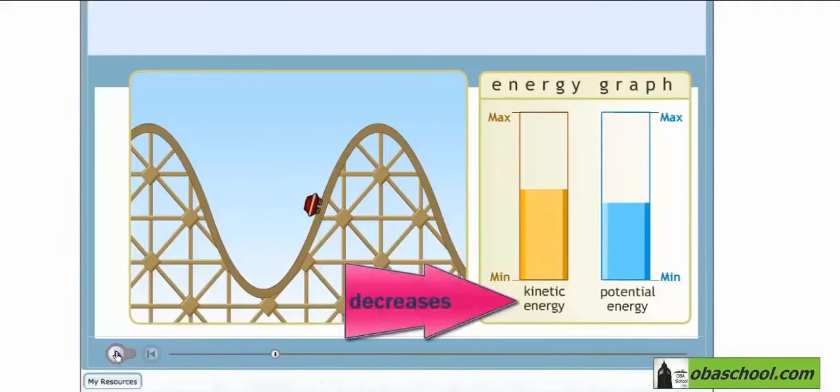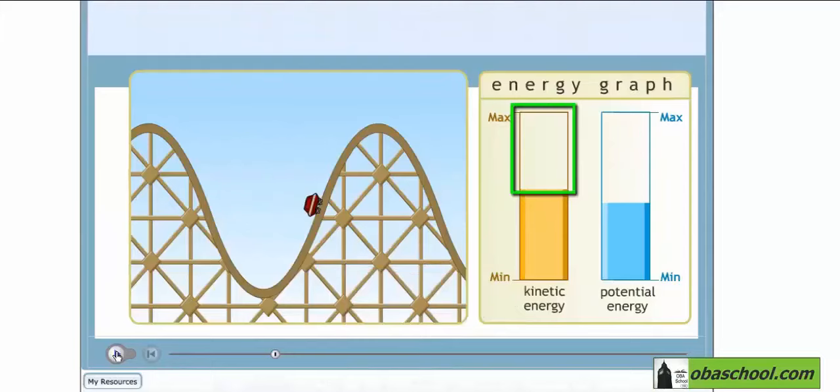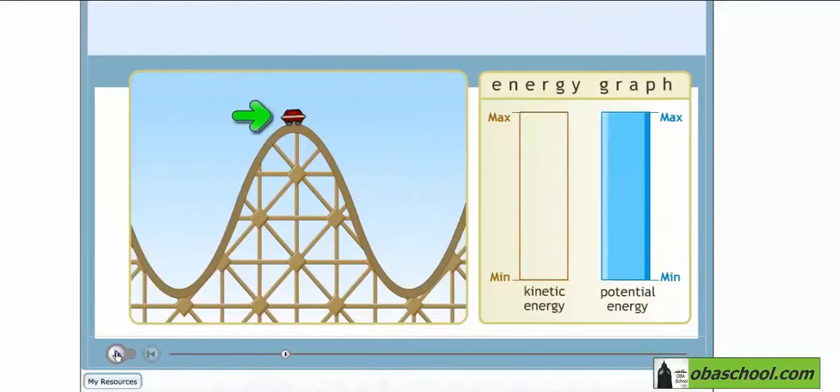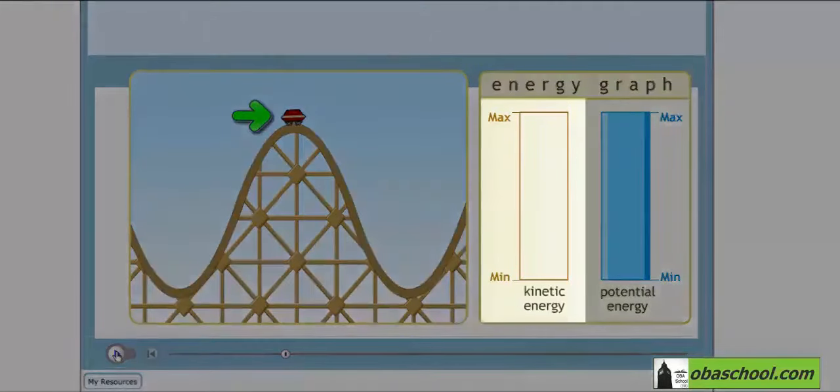However, some energy is transferred to the thermal energy store of the surroundings by air resistance and friction, and some energy is transferred by sound waves.